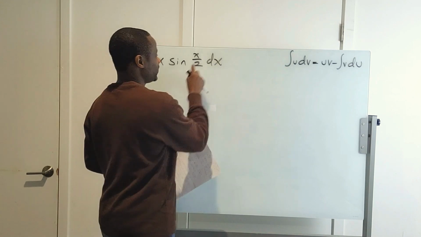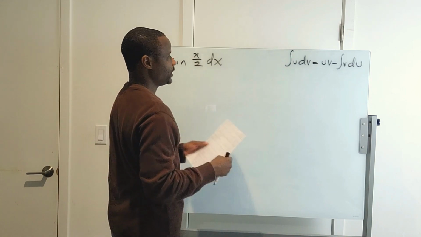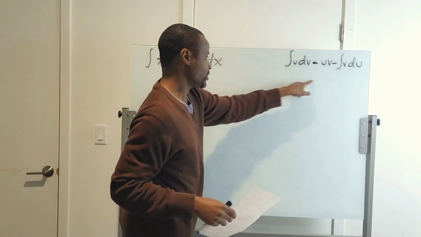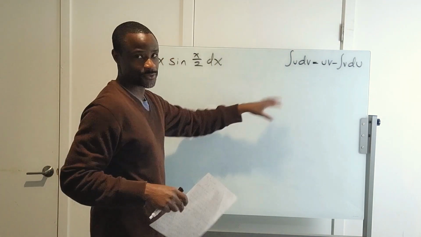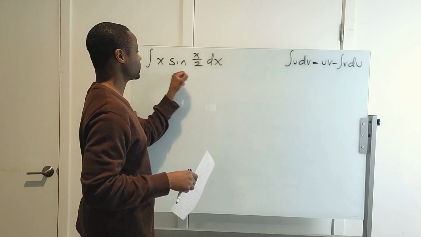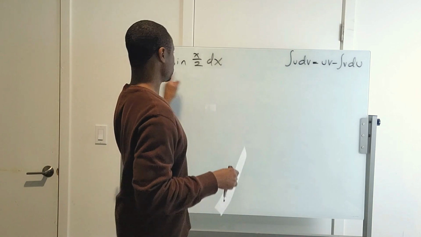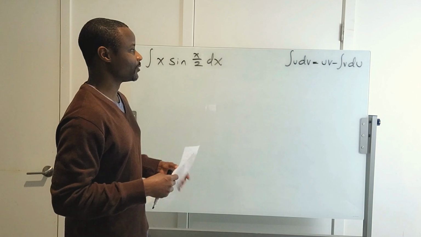Integral of x sine x over 2 dx. And as you can tell, we have to use integration by parts. That's what this problem is best suited for, because we have a product of two x functions in our integrand.